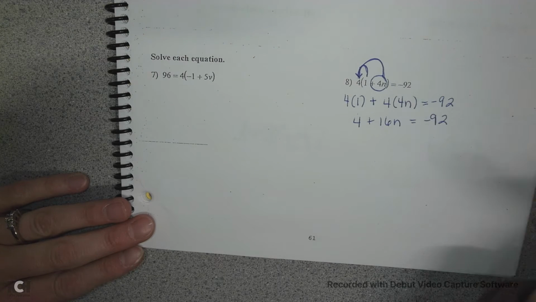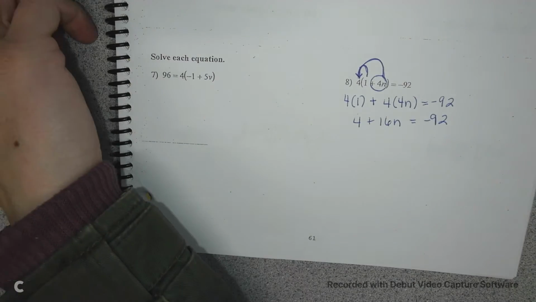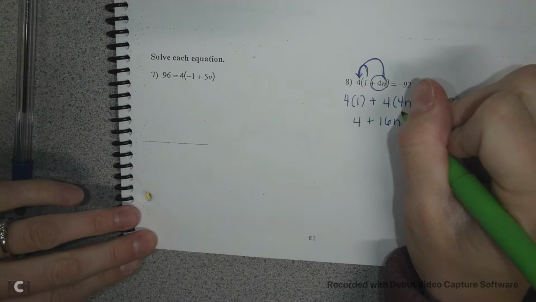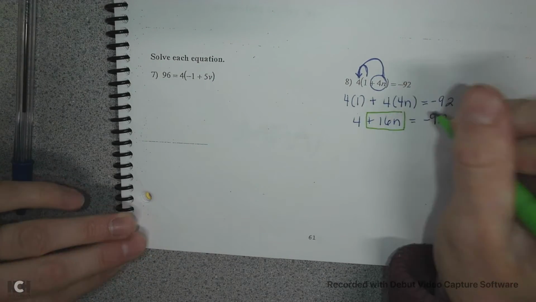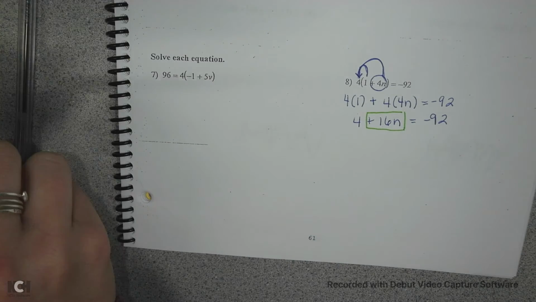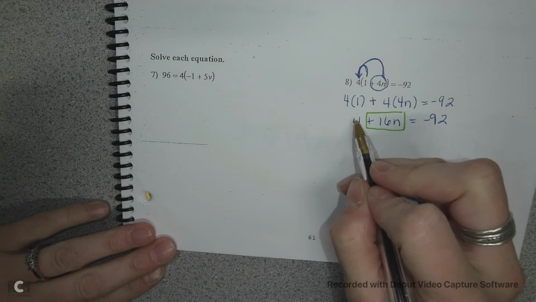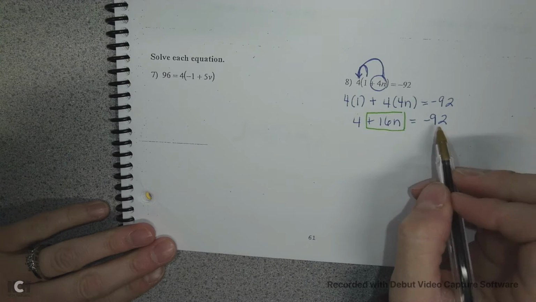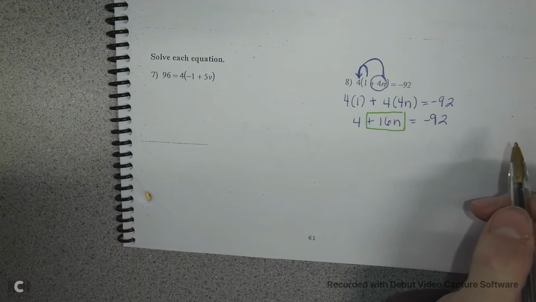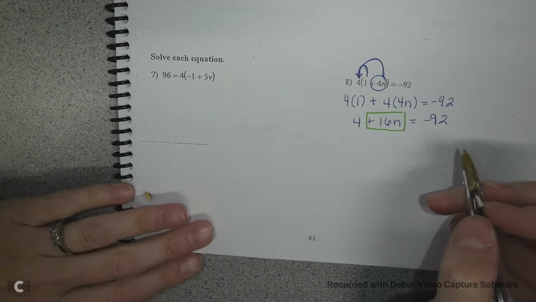So we just added one extra layer to our cute little two-steppers. Remember, we want to save the number and the letter for the very end. Save this guy. And we want to get rid of the extra stuff next to him first. So the extra stuff is this 4. It's next to the n. The negative 92 doesn't have a variable next to it, so we don't really care about that right now.